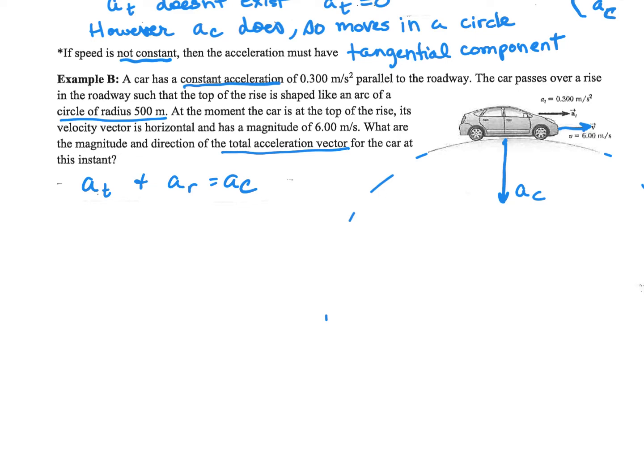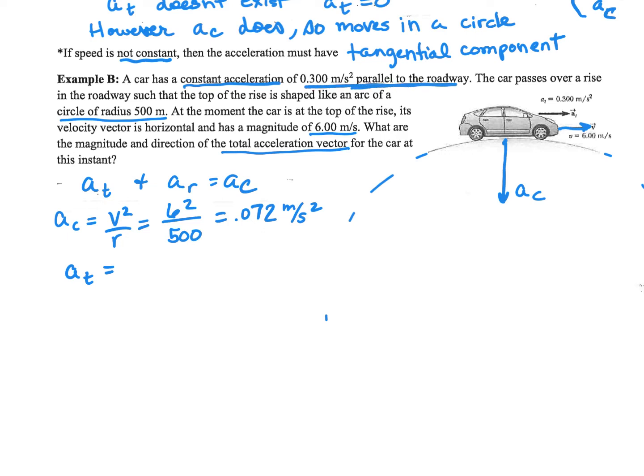So let's find those. Let's find a centripetal, which is going to be v squared over r. Well, what is v? It gives me 6. So this is going to be 6 squared divided by 500. So 6 squared divided by 500 is 0.072 meters per second squared. So that's that. A tangential tells me that there's an acceleration parallel to the roadway. So parallel to the roadway tells me this is my a tangential. So this is 0.300 meters per second squared.